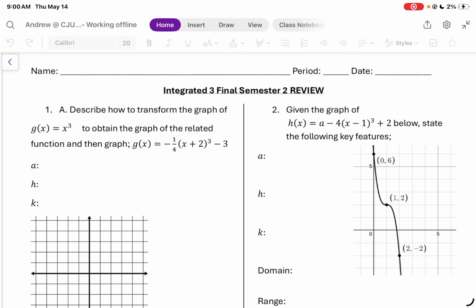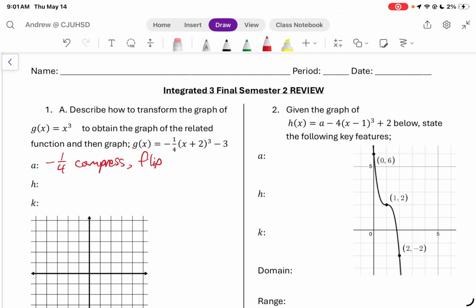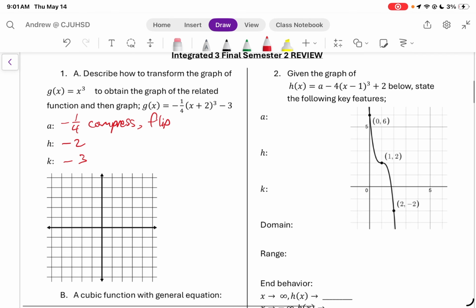A is negative 1/4, and that is going to compress and flip the equation. H, horizontal, is -2. We're going to go left, and k is -3. So a graph of that would be having its reference point at -2, -3.